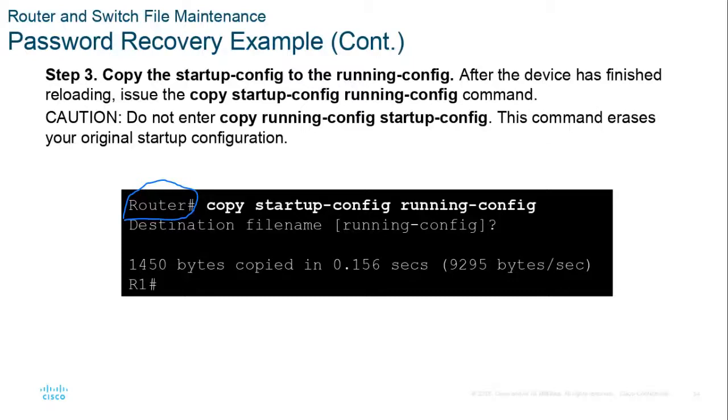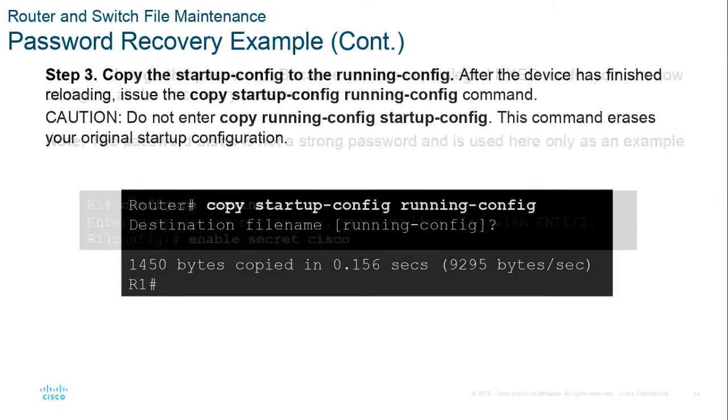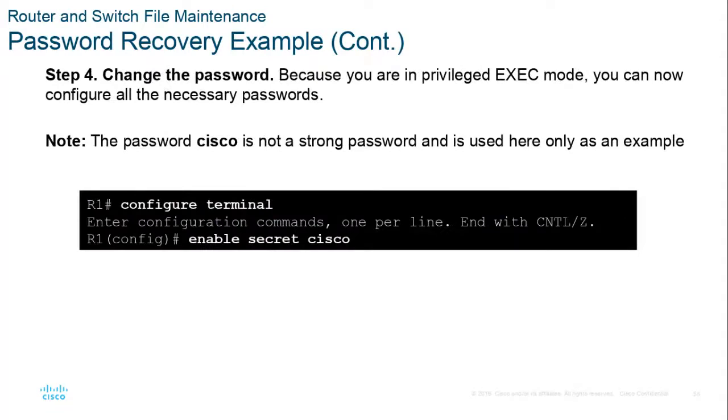Now I can type copy the startup configuration, which contains the password I want to change, into the running configuration. I'm already at the privileged exec mode. I don't have to type in the password because I'm already there. And now I can change the password to what it should be. So I'll go to the configuration mode and type enable secret cisco, whatever the new password is. Don't use cisco, don't use class. In the real world, use a hard password. I only use this as an example here.